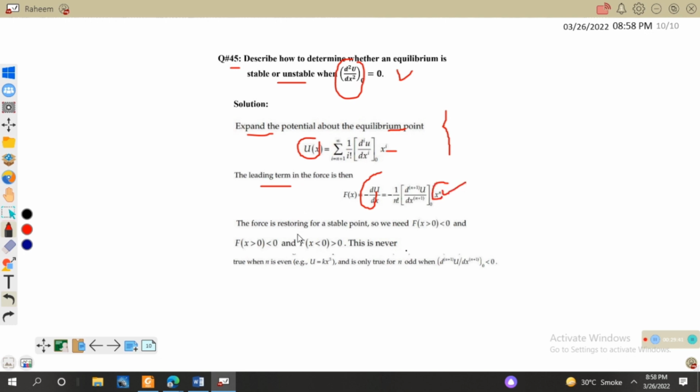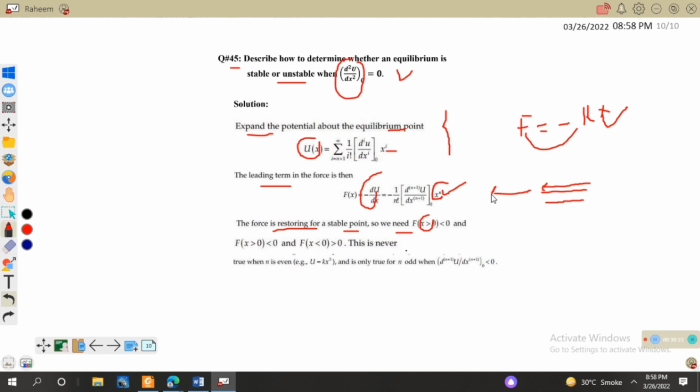The force is a restoring force for a stable point, so we need that for x greater than 0, F should be less than 0, because that is the right expression for a restoring force. It is just like F equal to minus kx. If x is positive, the force will be negative for a restoring force at stable equilibrium, because if we slightly disturb this particle from its position, the restoring force will push the particle back to its initial point.